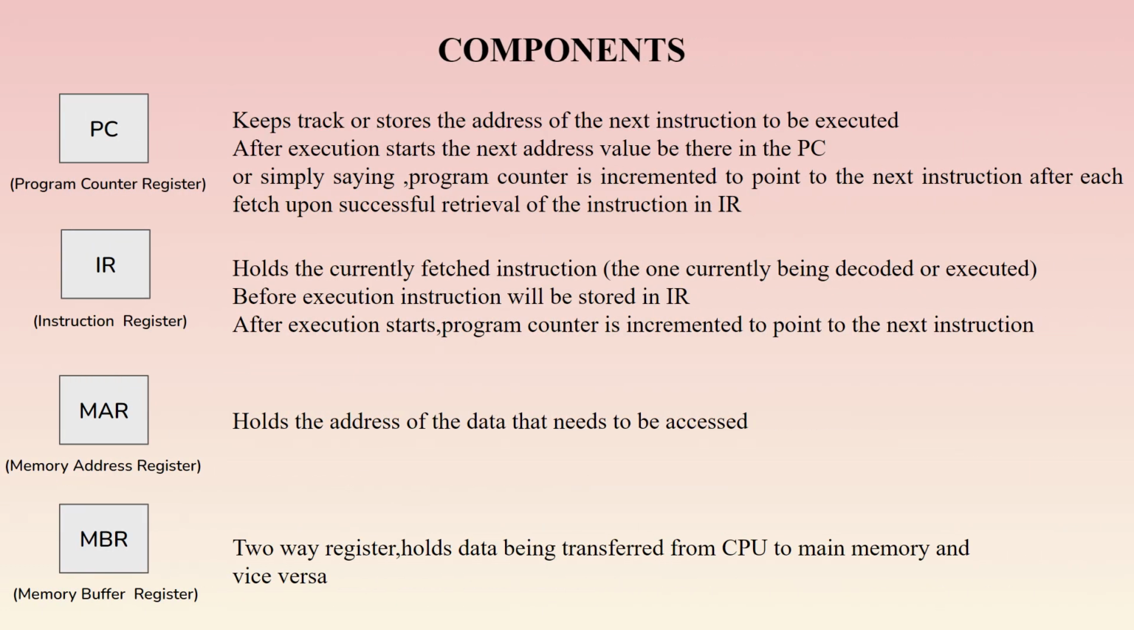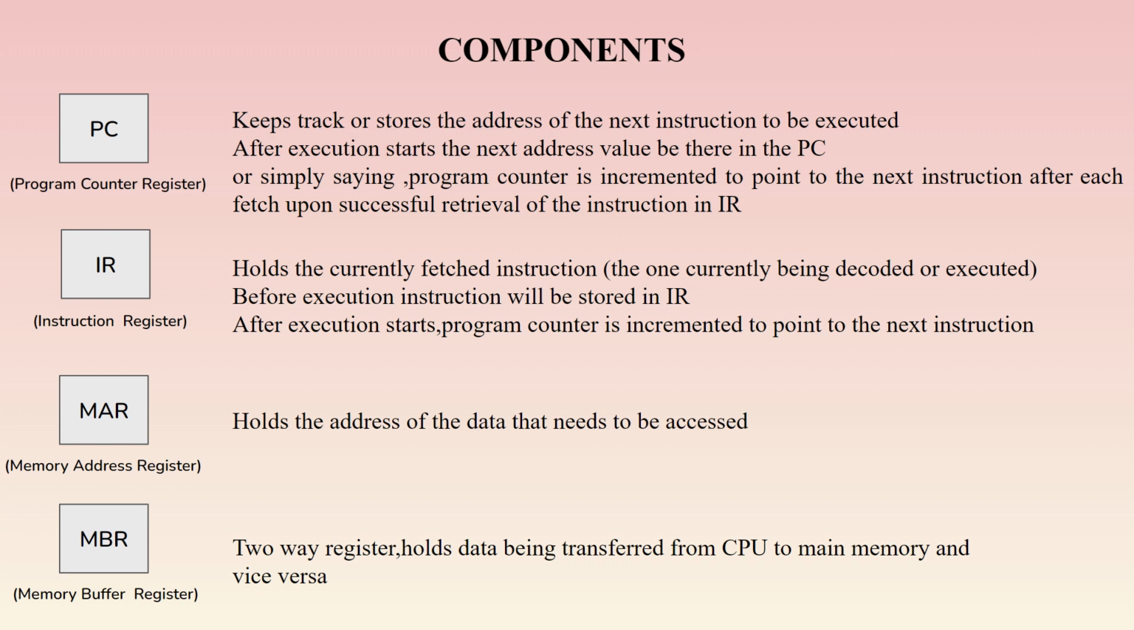The next slides we have components. The first one is PC, which is the program counter register. It keeps track of, or stores, the address of the next instruction to be executed. After execution, the next address value will be there in PC, or simply saying, the program counter is incremented to point to the next instruction after each fetch upon successful retrieval of instruction in IR.